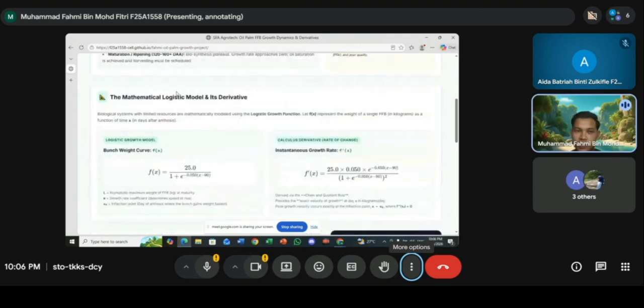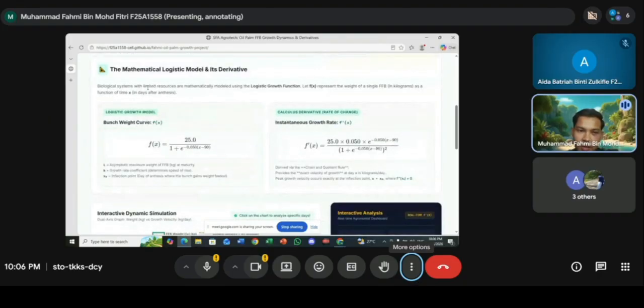We have the mathematical logistic model and its derivative. Biological systems with limited resources are mathematically modeled using the logistic growth function. Let F(x) represent the weight of a single FFB in kilograms as a function of time x in days after pollination.